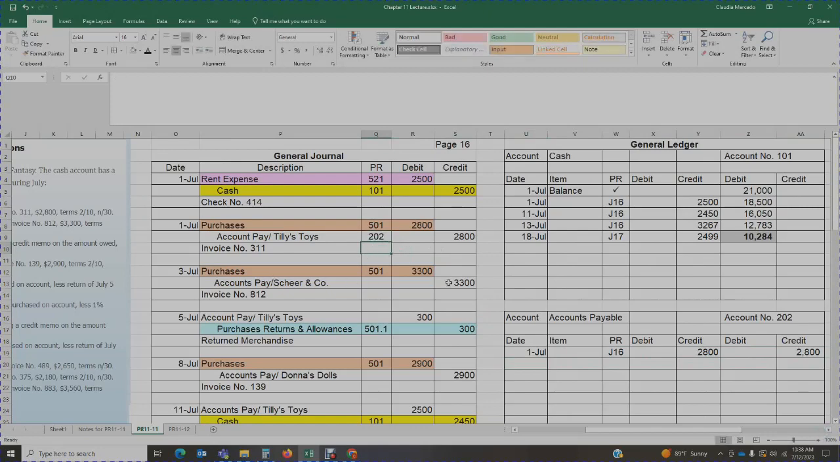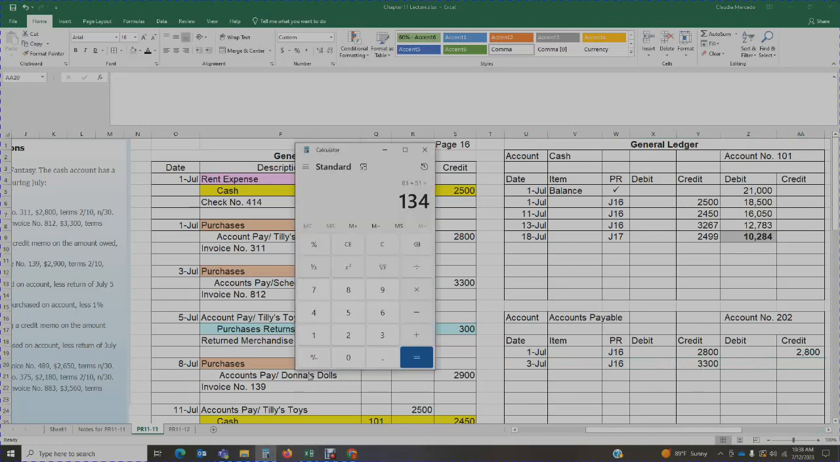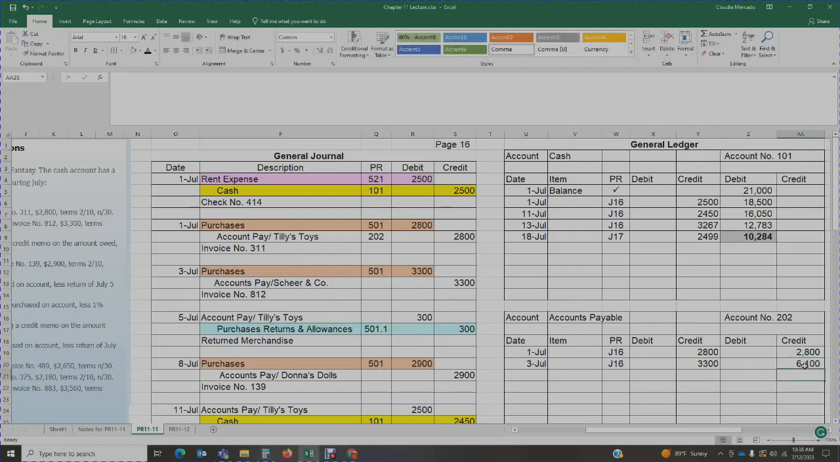Okay. Now I've got an entry on the 3rd, Journal 16. And on the 3rd, my entry is a credit of $3,300. Okay. So I'm going to get my 2,800 plus 3,300. That's going to give me my balance of 6,100 credit. I'm going to go back and I'm going to post 202.